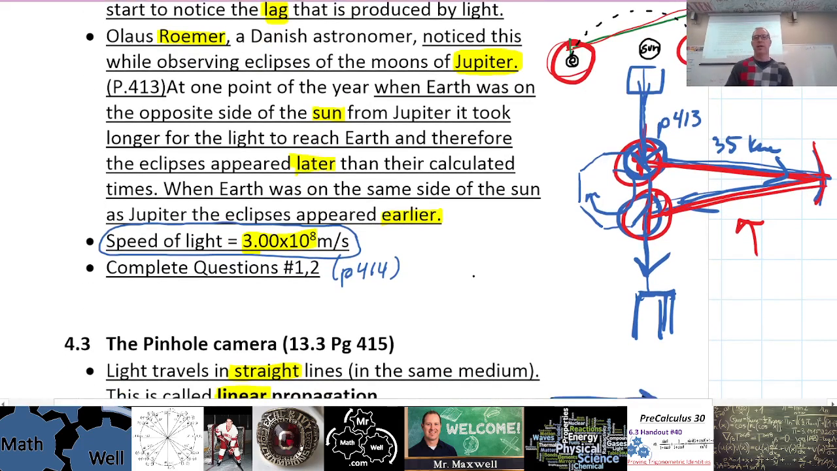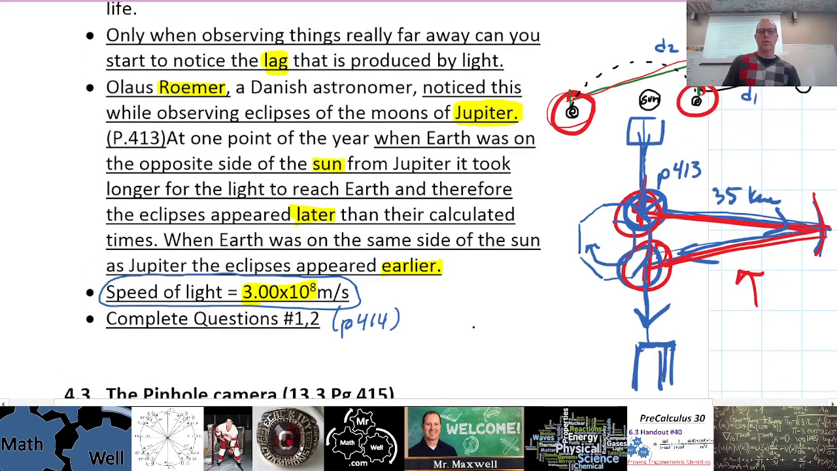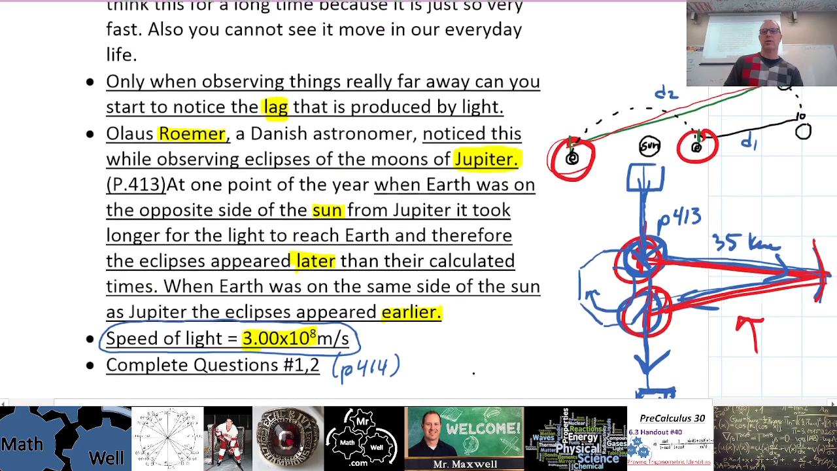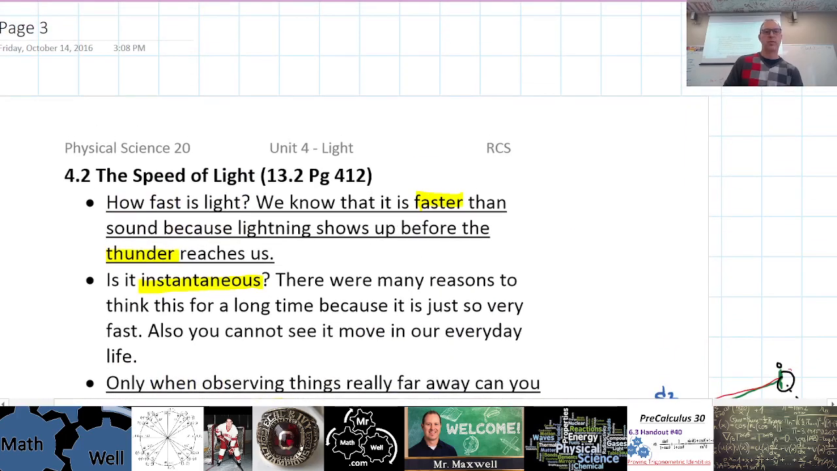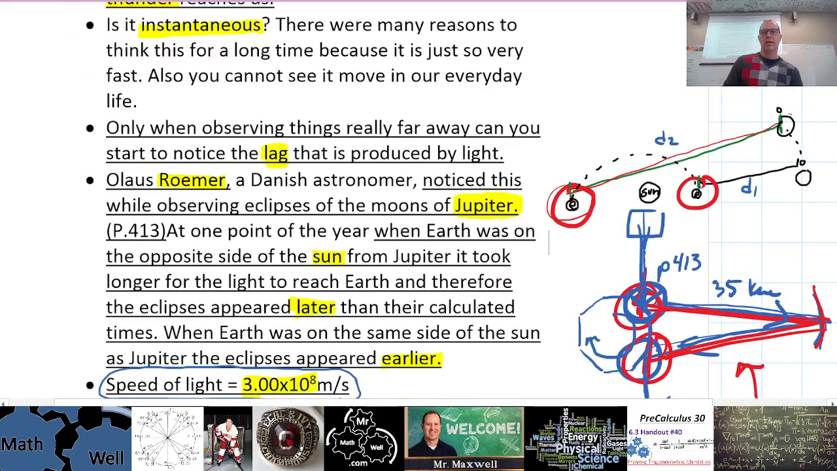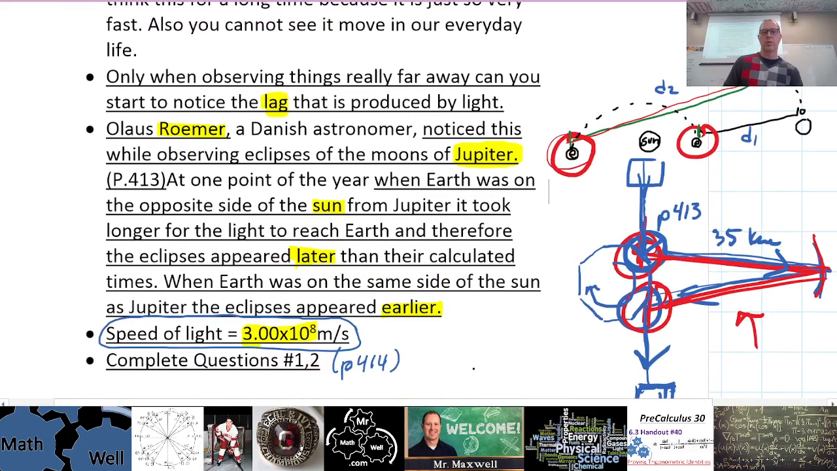All right, there are questions in your textbook. I would like to pause now and give you some time to work on questions 1 and 2, page 414. It just talks about light, the speed of light, just a couple of calculation questions for you. So that's 13.1 and 13.2. Take a few moments to work on those questions.